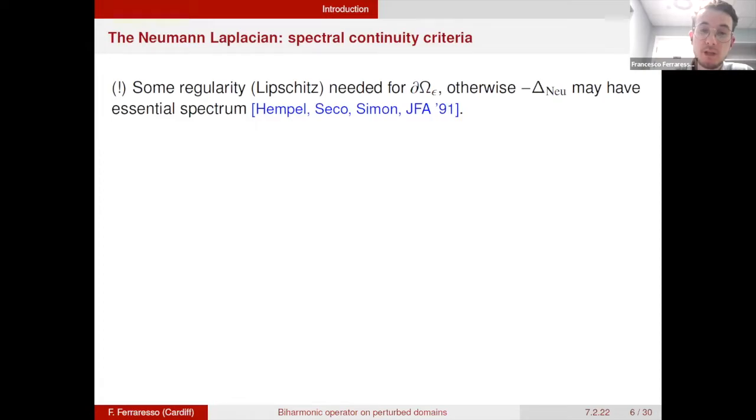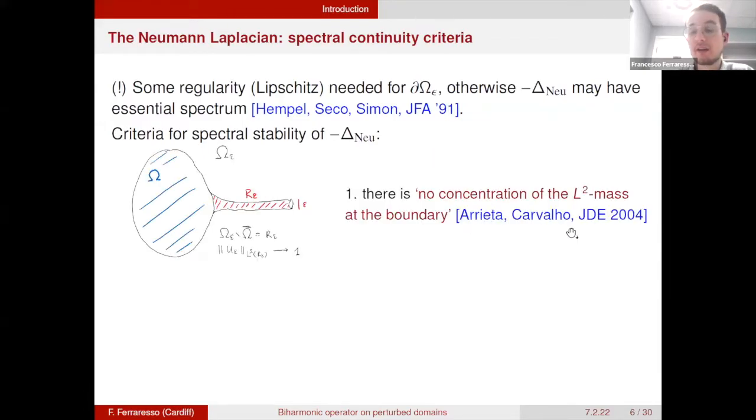And so for the Neumann Laplace operator, there are at least two interesting spectral stability results I would like to talk about. The first one is due to Arrieta and Carvalho in JDE 2004, and somehow relates the spectral stability of the Neumann Laplacian to the absence of concentration phenomena, in the sense that the eigenfunctions of the problem will have no concentration of their L2 energy at the boundary.